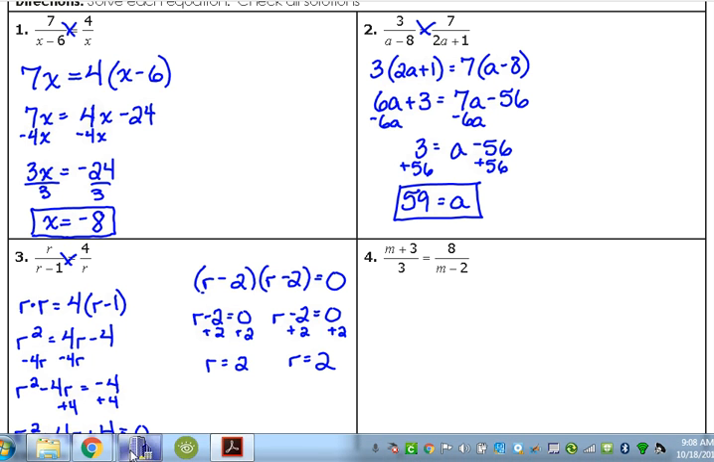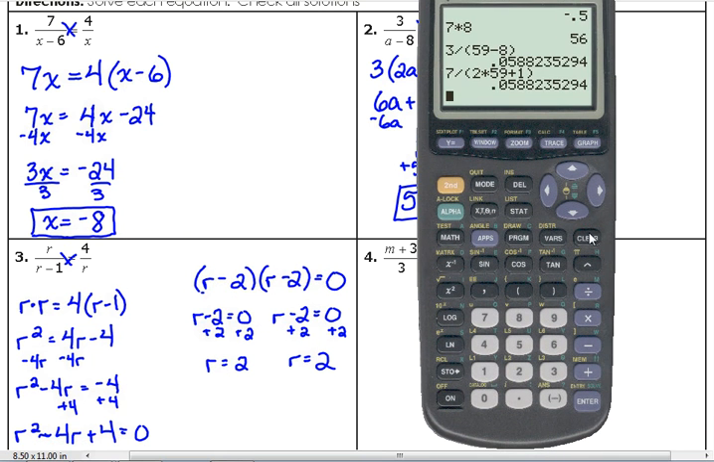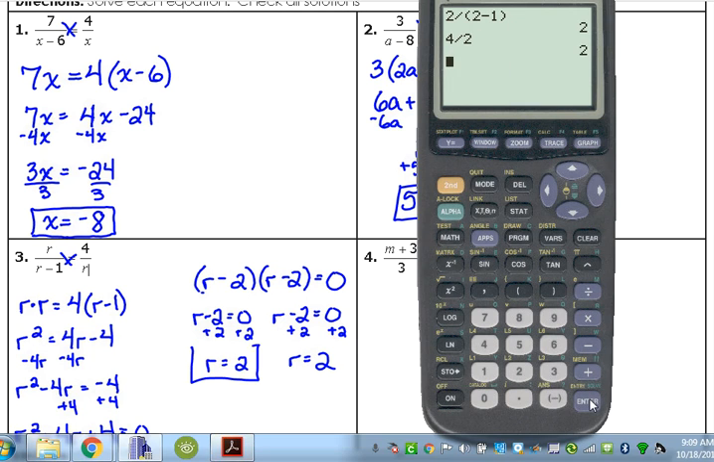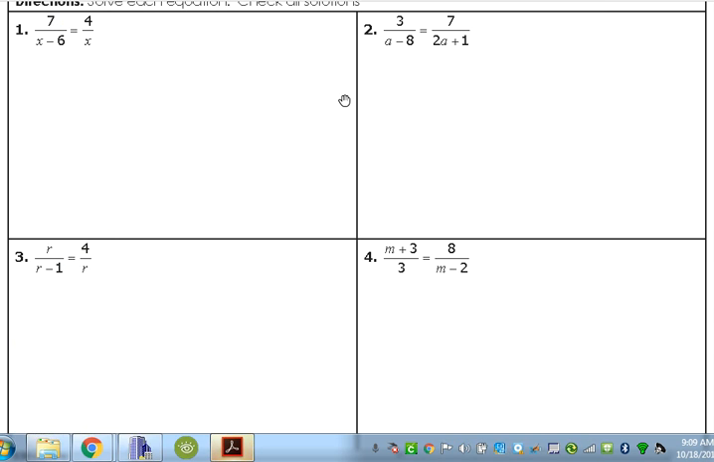But let's check it to make sure. Plug in 2. 2 over parentheses 2 minus 1. 4 over 2. Both sides give us 2. So you really only have to write one of them. You don't have to write it twice.